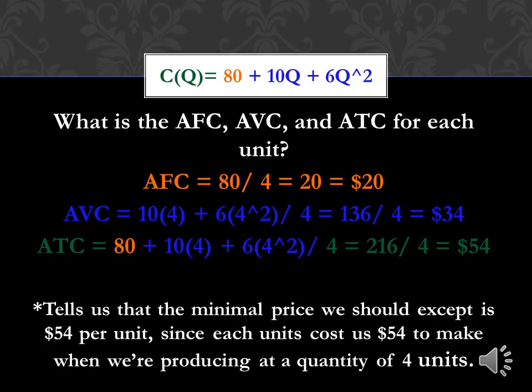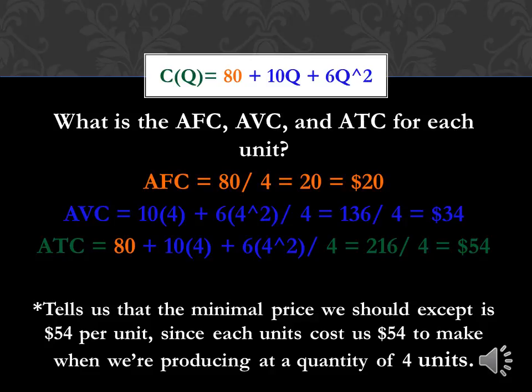Same goes for finding the average variable cost. You're going to plug in the quantity, find your variable cost, and then divide it by the quantity that you're producing at, which is 4 in our case. That gives us the 136 divided by our quantity of 4, giving us $34 that each unit pays towards variable cost.